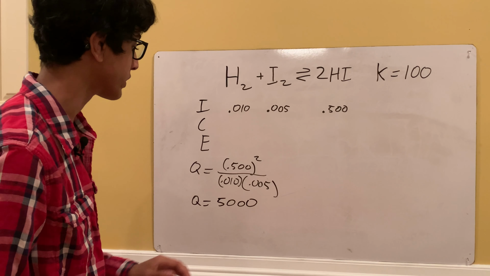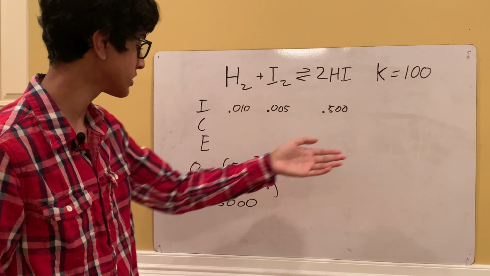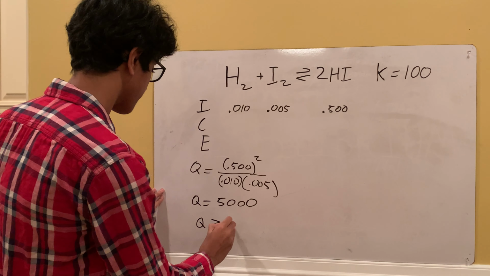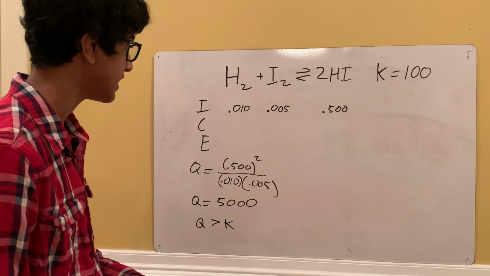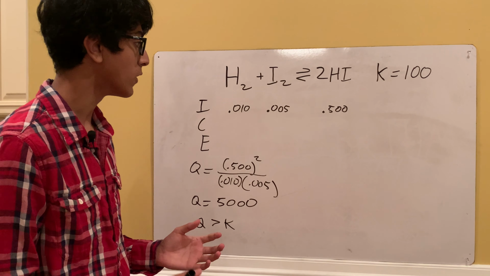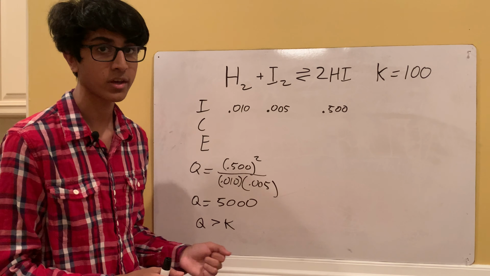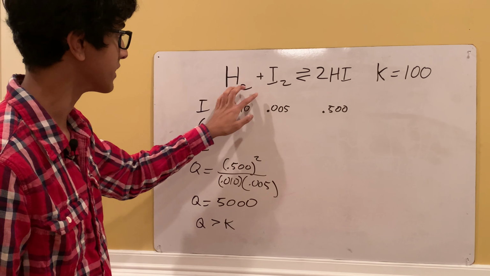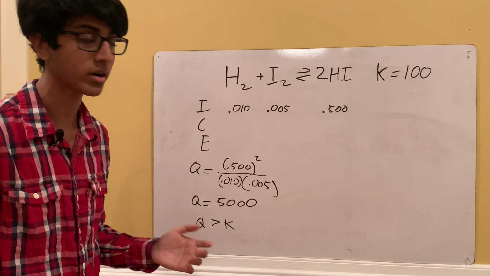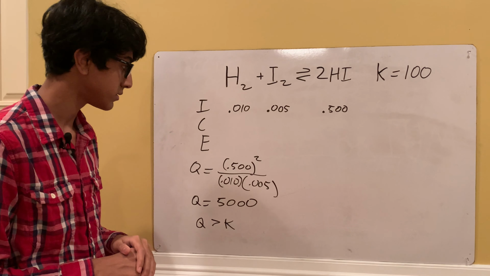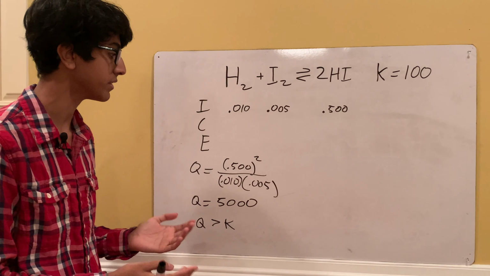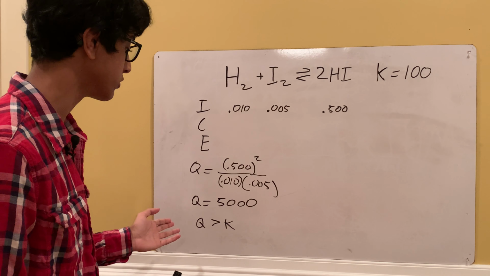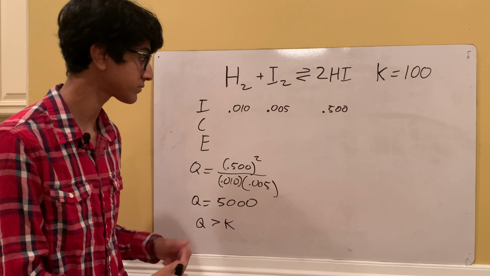And we're given that K is equal to 100 and Q is equal to 5,000. So we know that Q is greater than K. And with this information, we know that the reaction is going to shift to the left, towards over here, and these are going to be the products, since it's going to have to compensate and go towards the left. And if K was greater than Q, then the reaction would shift to the right.